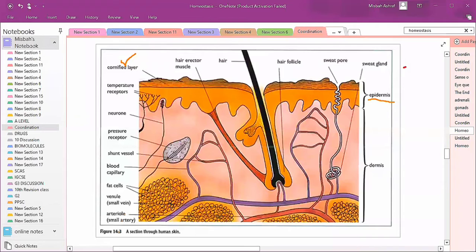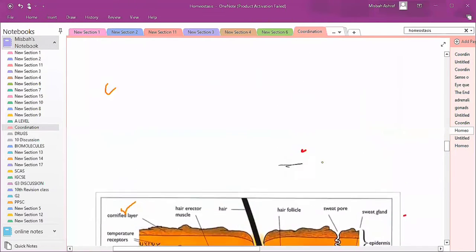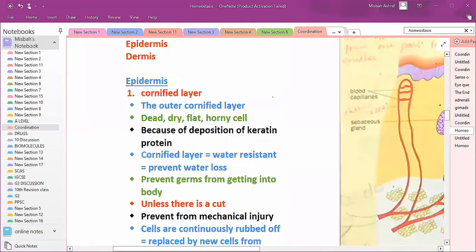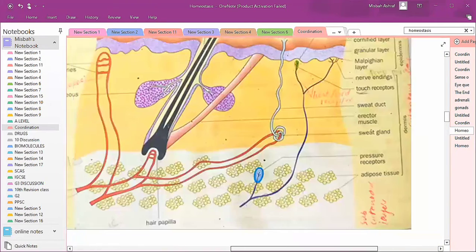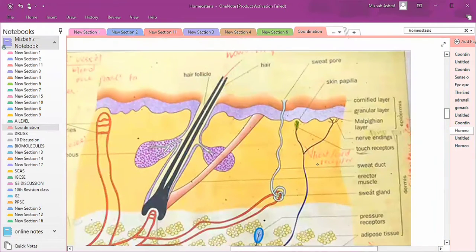Then there is the second layer, which is not mentioned in this figure. There is a second layer, that is the granular layer. It is not in this picture. We see it in this figure.